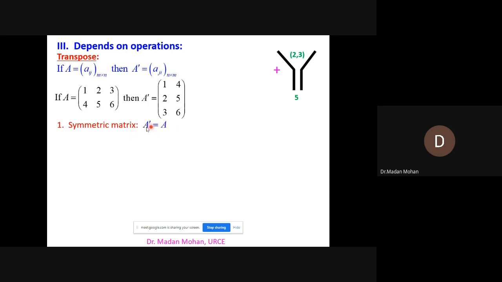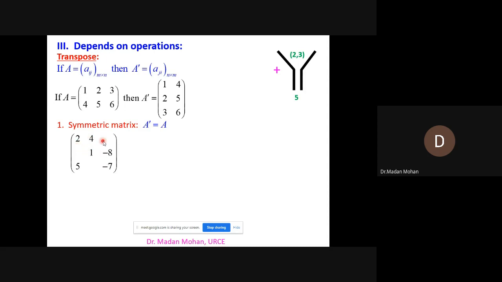Suppose the input and output are the same for the operation transpose. Means suppose A transpose is A. Such a matrix is called a symmetric matrix. For example, observe this. I have given a 3 cross 3 matrix.